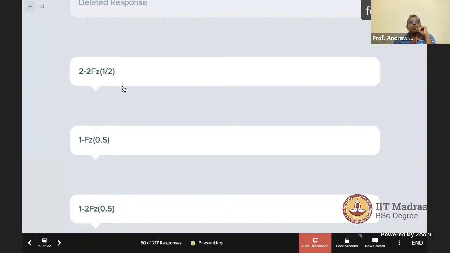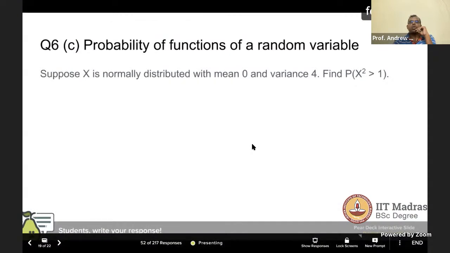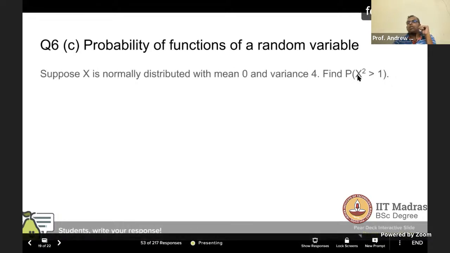Where do you get the 2? A lot of people have written 1 minus fz of 0.5. What's the logic for that? How did you get 1 minus fz of 0.5? Anyone who got it wants to explain how they wrote 1 minus fz of 0.5? See, this is normal distribution. So what is probability that... Yeah, they didn't look at x less than minus 1.